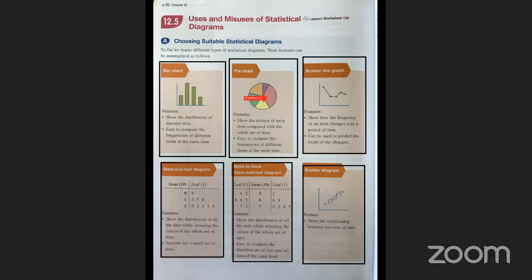And we also have the broken line graph. With a broken line graph, you can see how the frequency of an item changes over a period of time. Usually, a broken line graph wants to show the changes of data related to time change. Therefore, when the time changes, how the data change at the same time. And it can be used to predict the trend.